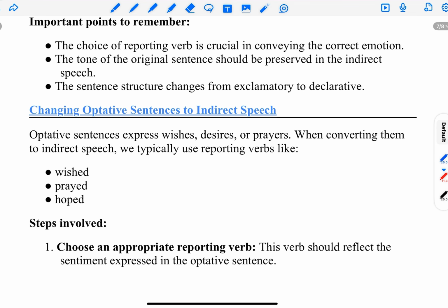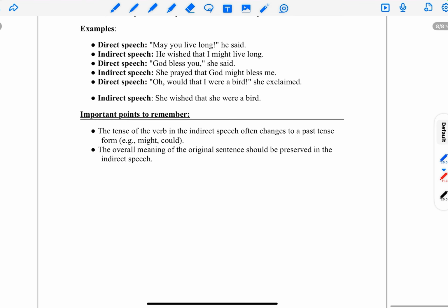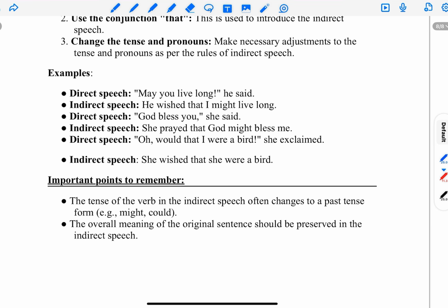Last is the optative sentence. What is an optative sentence? An optative sentence is a sentence which expresses a wish, desire or prayer. While changing such sentences, we have to be careful. We use reporting verbs like wished, prayed, hoped. Let us see some examples based on optative sentences.